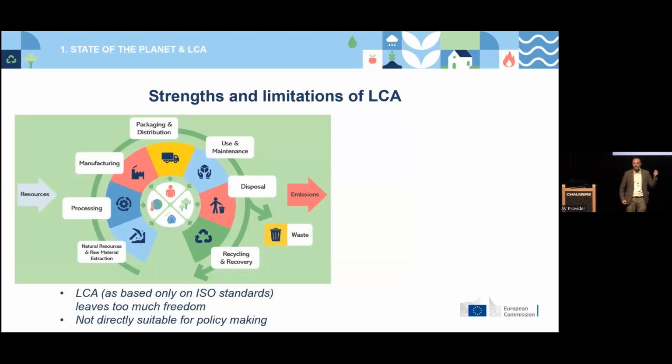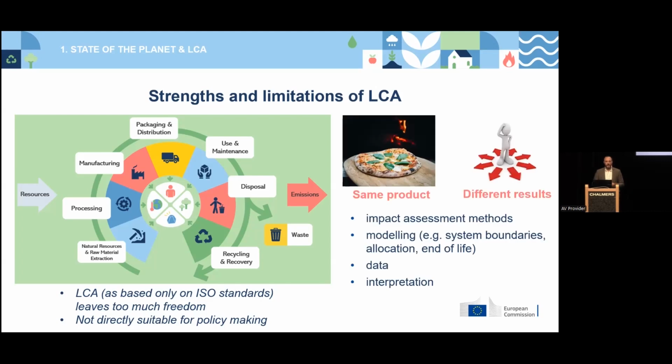You can imagine that the same applies to LCA. So LCA is well standardized by ISO 14040 and 44, but the standard is too generic. So it leaves many margins of assumption to the practitioners. And this results that it cannot be directly used for policy-making purposes or even for comparing different products on the market. So it is very likely that if all of us in this room make a life cycle assessment of the same pizza, we will yield different results.